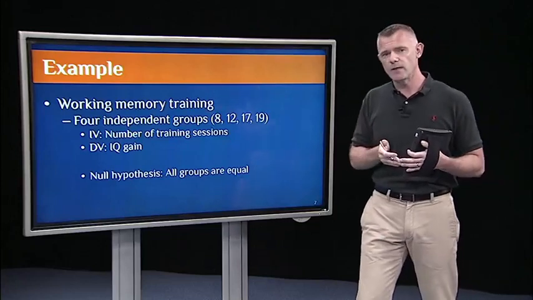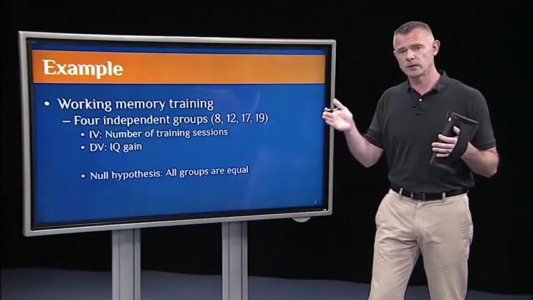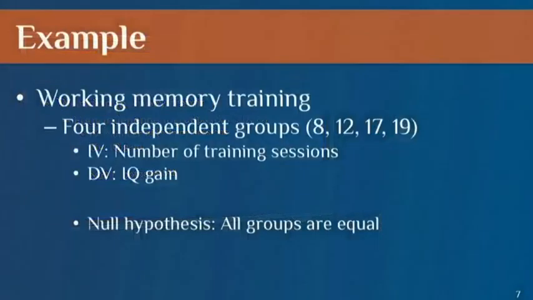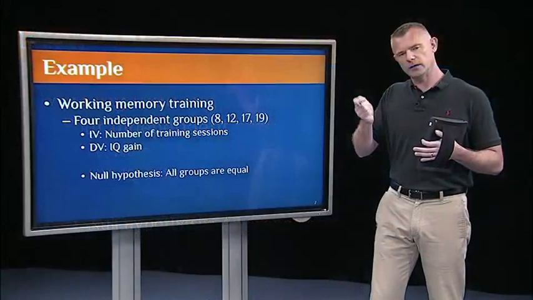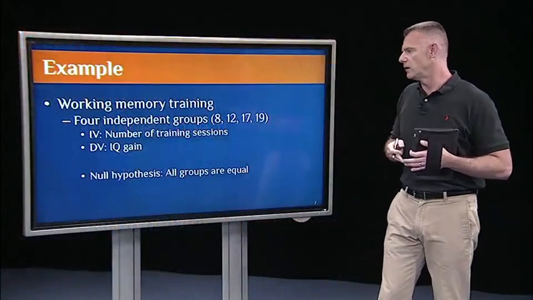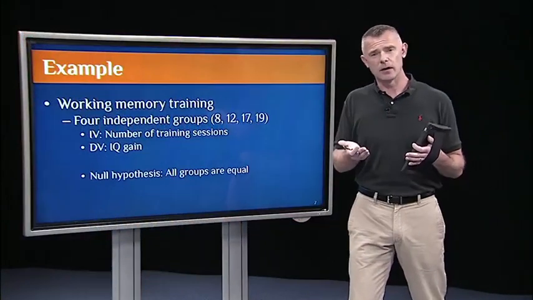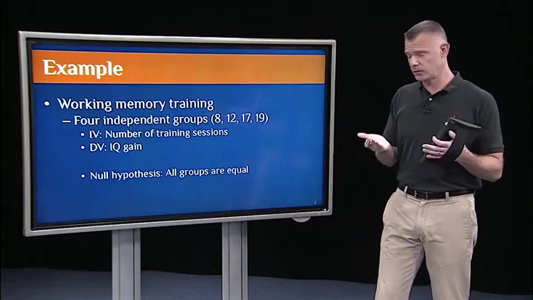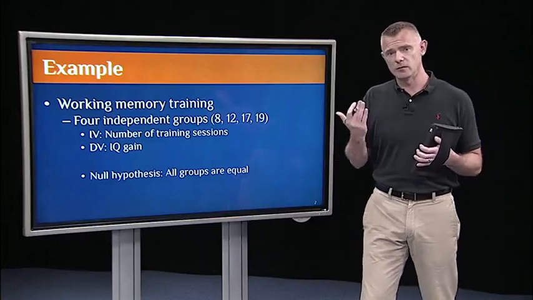So let's assume that we have 4 independent groups of subjects who train for different amounts of time, so 8 sessions, 12 sessions, 17 sessions, or 19 sessions. And then we measure their change in IQ. So remember, everybody took an IQ test before training and after training, and we look at the change score. In all of this, it was a gain, so I'm just going to call it IQ gain. So the independent variable is just number of training sessions. Dependent variable is IQ gain.